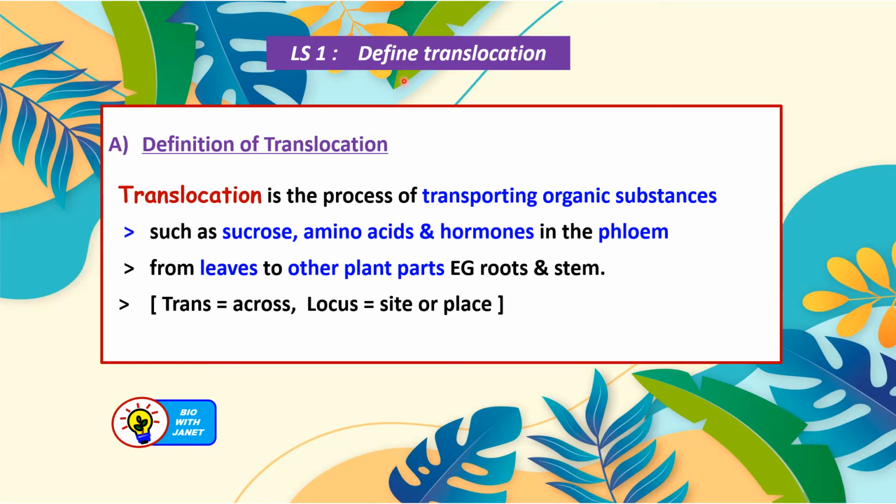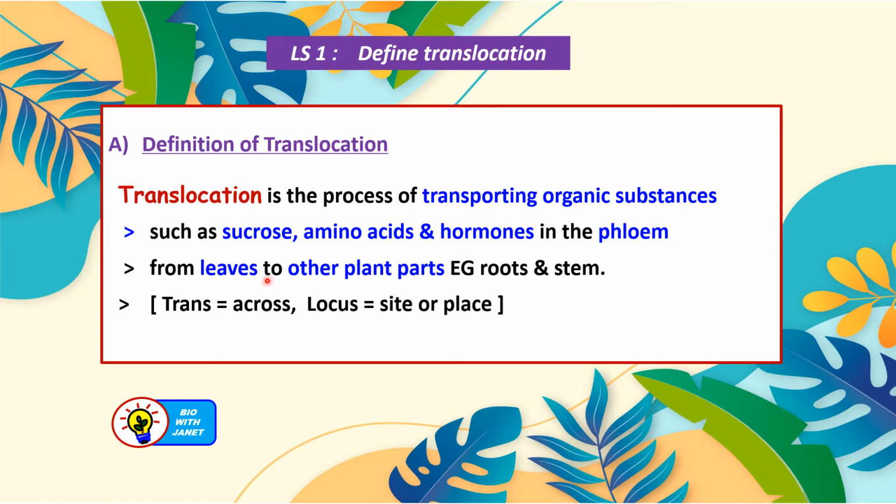Firstly, let's define translocation. Learning standard number 1. So the meaning of the word translocation: translocation is the process of transporting organic substances such as sucrose and amino acids, which are food, and hormones in the phloem. The phloem is the tissue that contains the sieve tubes, which are involved in transporting these substances.